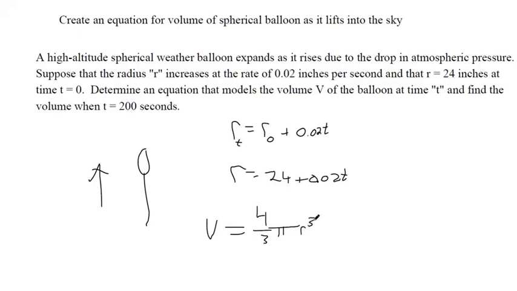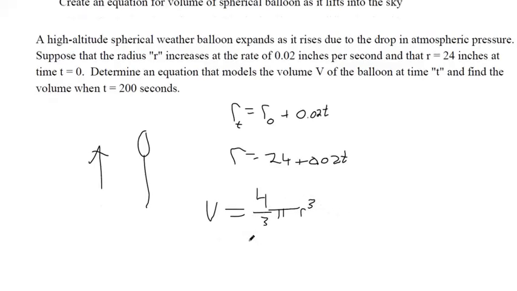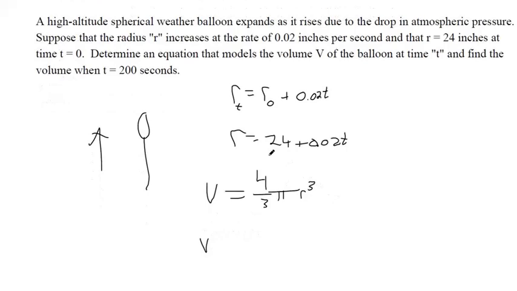r cubed. And look, 3 dimensions, volume cubed. So to find the volume for this particular sphere, which is constantly increasing, we just need to plug in pi, and then instead of r, we're putting 24 plus 0.02t and raising that to the third power. This represents the volume after a certain amount of time t in seconds.